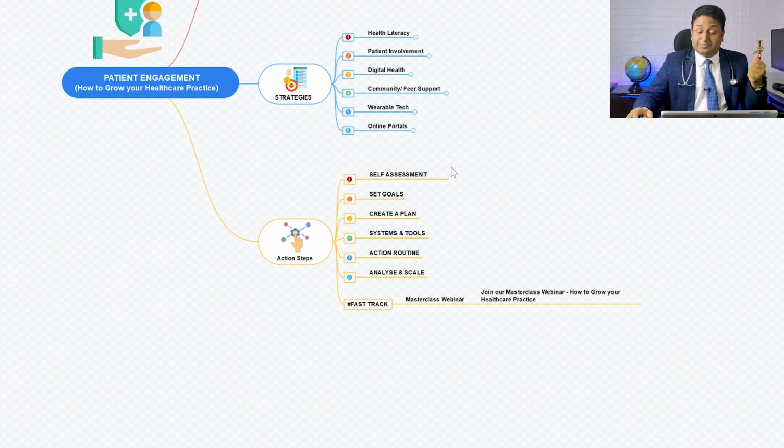Then we have action steps. First, you do self-assessment, set a goal, create a plan, implement the systems and tools for automation and to make it faster, and create an action routine of daily, weekly, monthly, and yearly things, so that they can automatically deliver it to them and engage your patients. And then analyze and scale to build your practice and grow your practice to the next level.